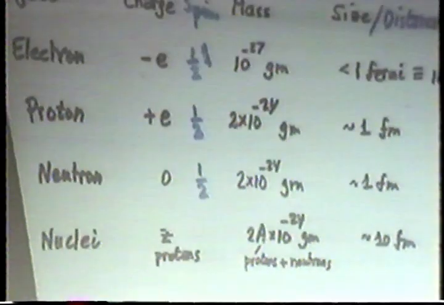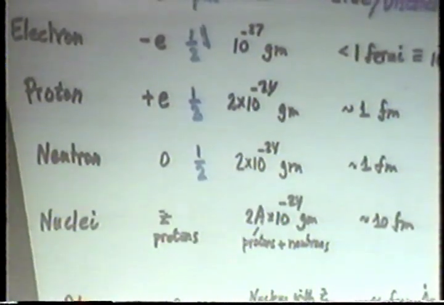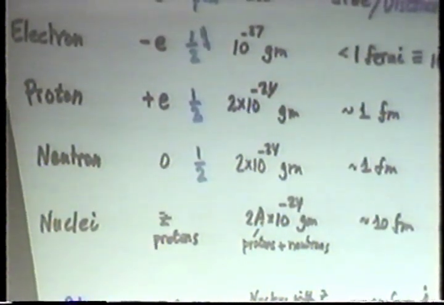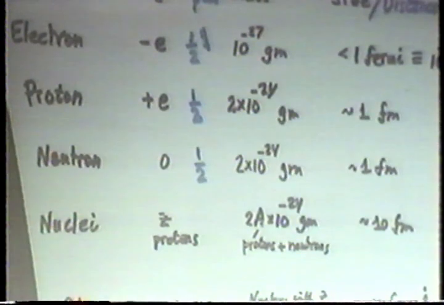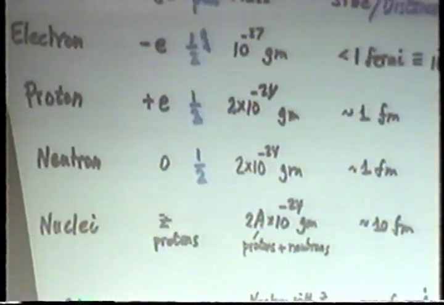That brings us to what is the heart and soul of nuclear physics, the protons and the neutrons, which are the basic constituents of nuclei. These, again, they're a bit heavy compared to electrons. They're each about 1,840 times heavier than an electron. So we say, roughly rounding off, they have masses of the order of 2 times 10 to the minus 24 grams. Their size, again, is about a Fermi.